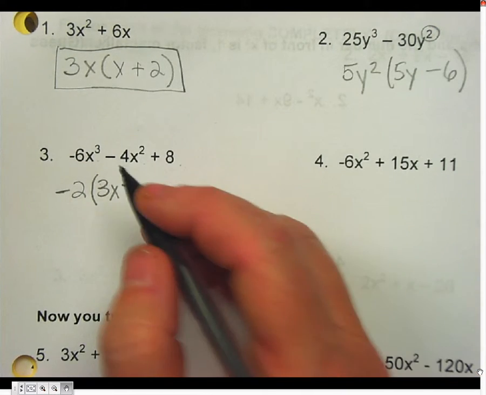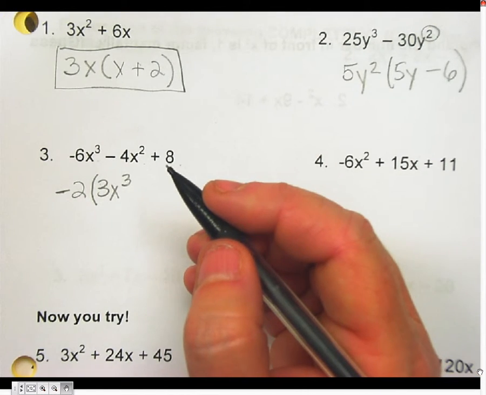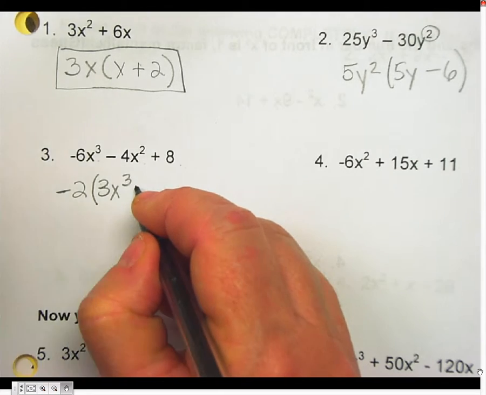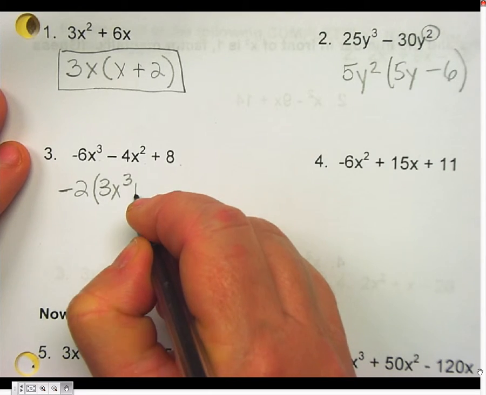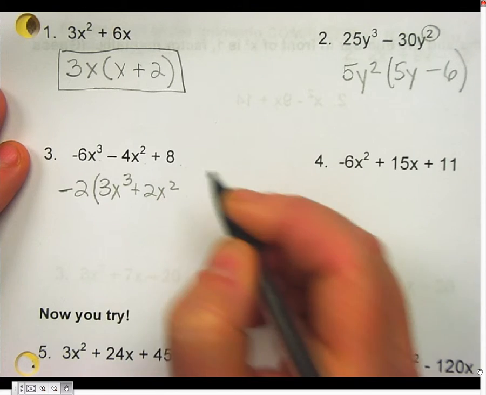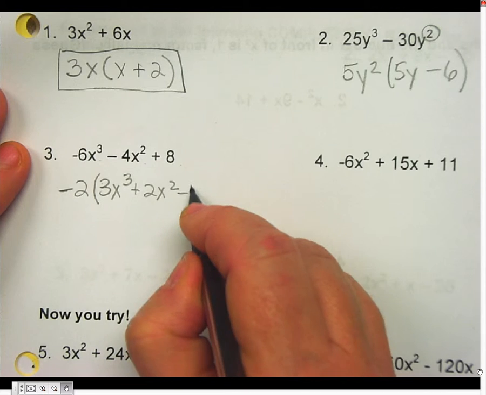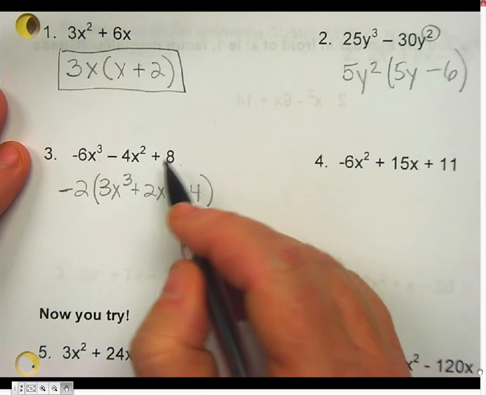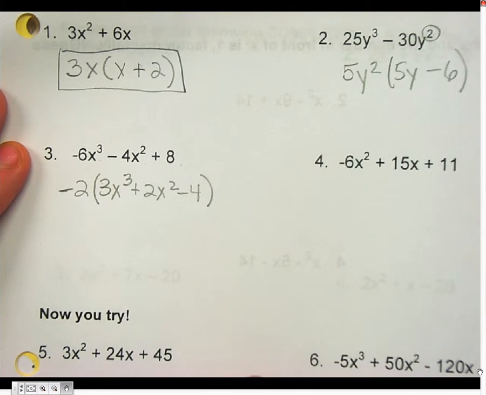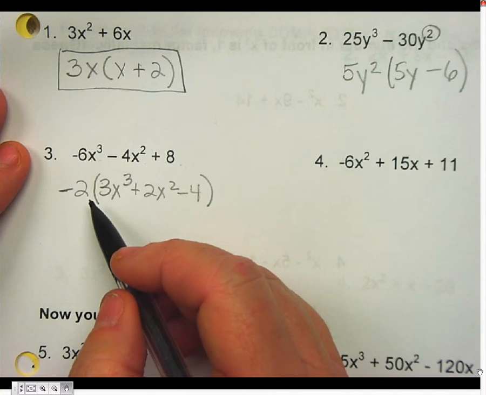Okay, -2 times what would give you -4x squared? 2. Good. Positive or negative? Positive. -2 times what would give you +4? -4. That's right. -2 times -4 is +8. Did I say 4? Yeah. Sorry. Okay. This is it.